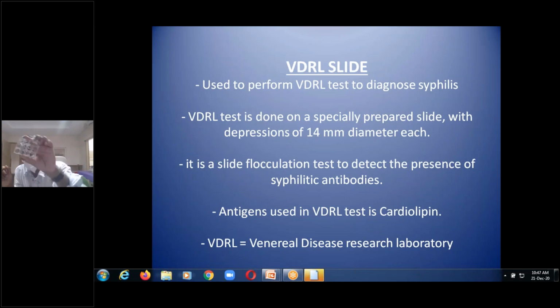This is the VDRL slide. We have to identify it. We will be asked in the practical spotters. The last spotter was the tuberculin syringe, which is over. Next, this is the VDRL slide.